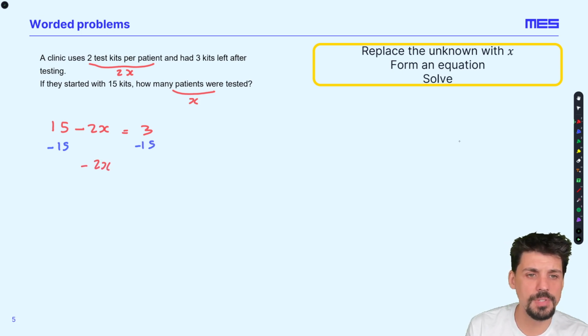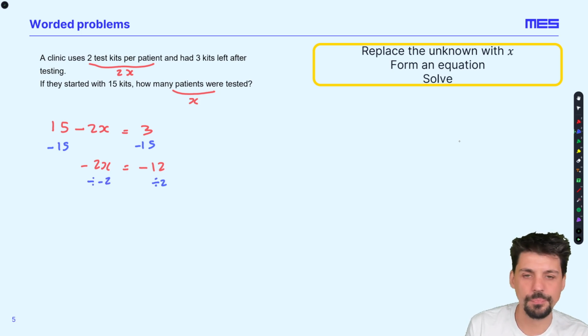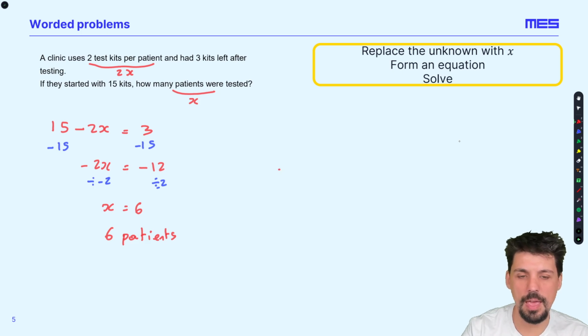So we're going to take away 15 from both sides, is minus 12. Be careful of that negative sign. It doesn't disappear. Why would it? That's just not fair on the negative sign. And we're going to divide by negative 2. Because, again, we are well smart and great mathematicians, I don't forget my minus sign: a negative 12 divided by negative 2, a negative divided by a negative is a positive. So how many patients? 6 patients. Et voilà!